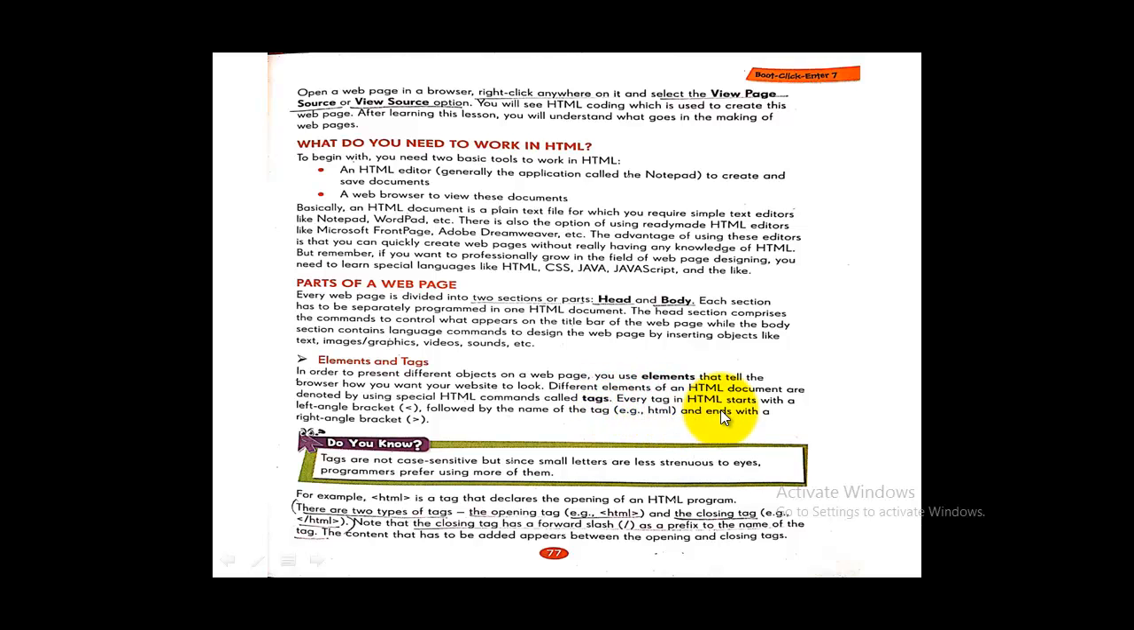Every tag in HTML starts with a left angle bracket, that is a less than sign, followed by the name of the tag, for example HTML, and ends with a right angle bracket, that is a greater than sign. The less than sign is the opening angle bracket, the left angle bracket, and the greater than sign is the closing, right angle bracket.